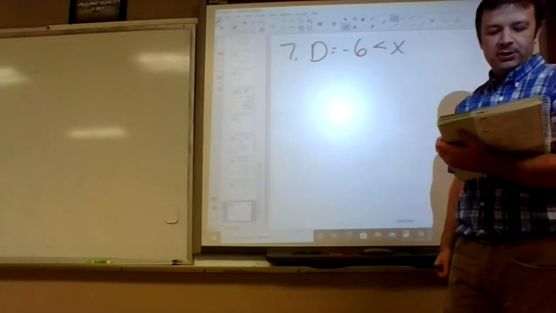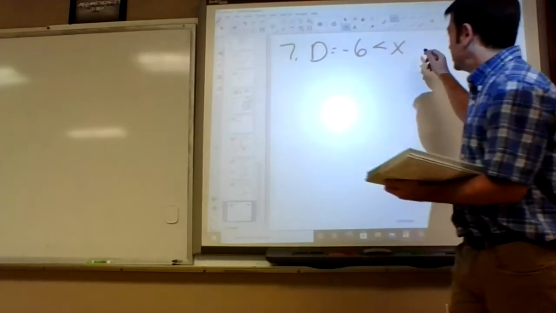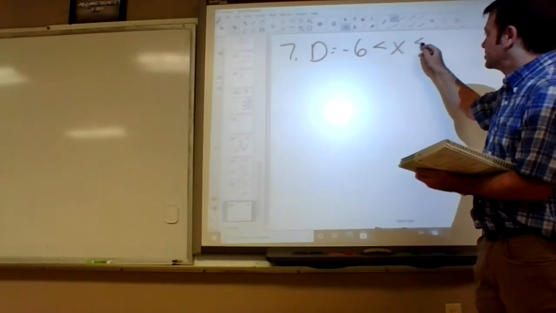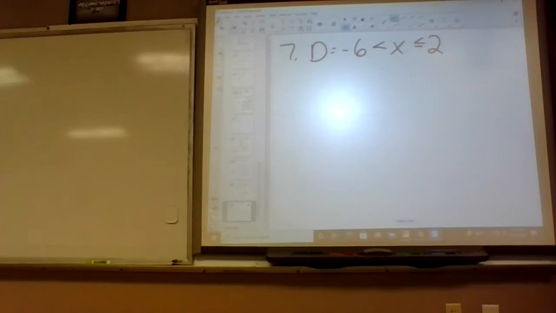And then what's the largest x value? 2. Is 2 included? Yes. So all the x values are everything between -6 and 2, with 2 included.